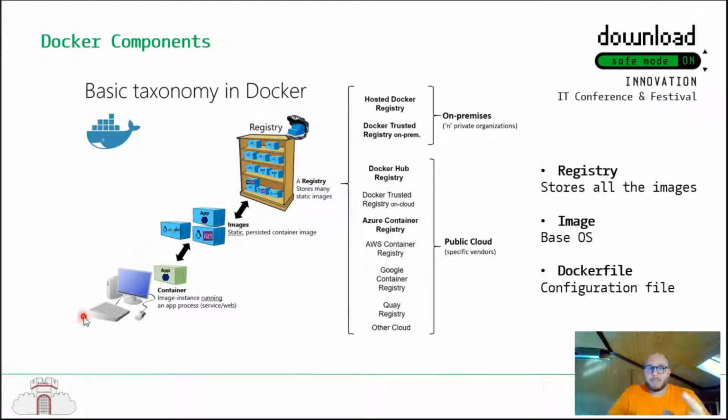From your computer as a Docker user, you can download those images or those containers from the registry so you can use them or modify them as you need. So the registry stores all the images. The image is the base OS that is used to build your application or support your application. And the Dockerfile is the configuration file.